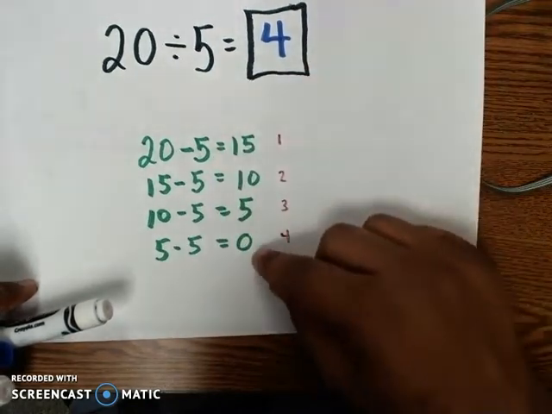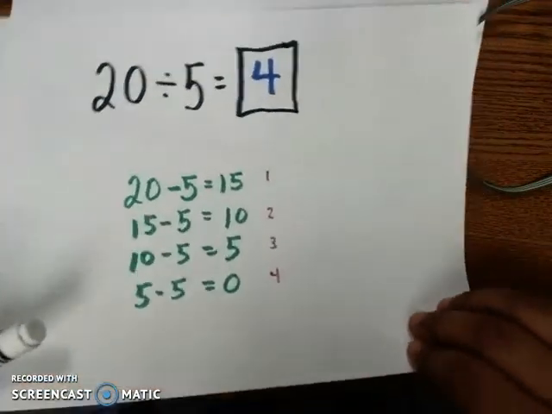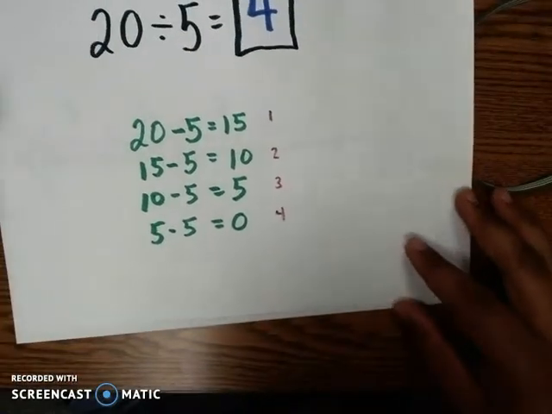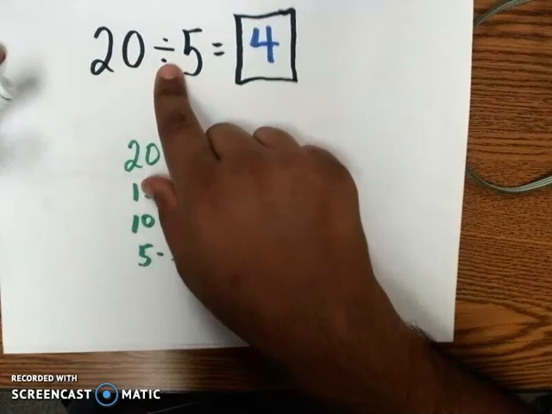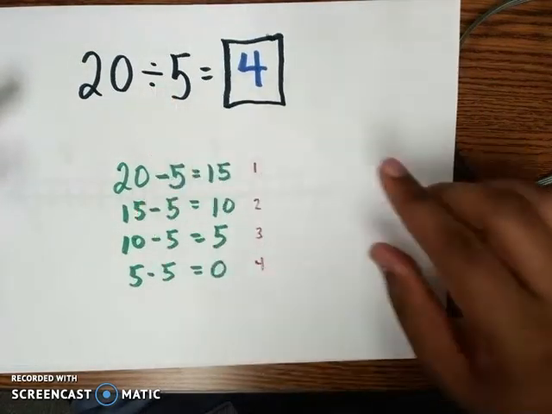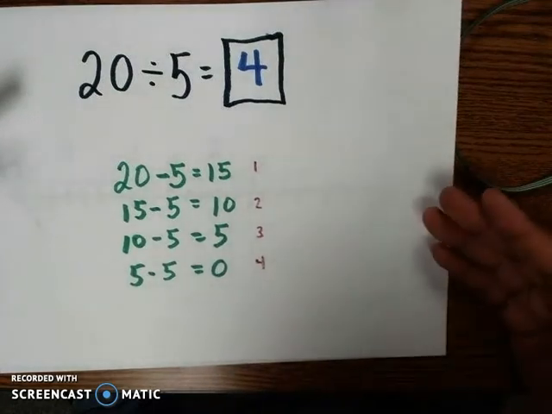So we did it this way, and then we also used our timeline. Remember, if you're ever wondering how to do a question with division, just remember what Miss Spears always says, that division is just repeated subtraction.